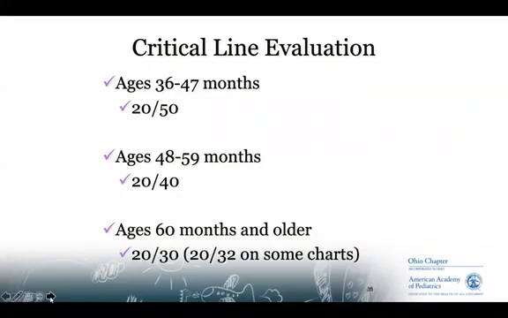What are those critical lines? So for ages 36 to 47 months, that would be the 20/50 line. Once they get to age 48 to 59 months, they should be seeing at 20/40. And once they get to 60 months or 5 years or older, they should be either 20/30 or 20/32, depending on the chart you're using. So for the critical line evaluation for a 4-year-old, you would start at the 20/40 line and see how they do. If they struggle, you can then go up one line to the bigger line and then work your way back down.